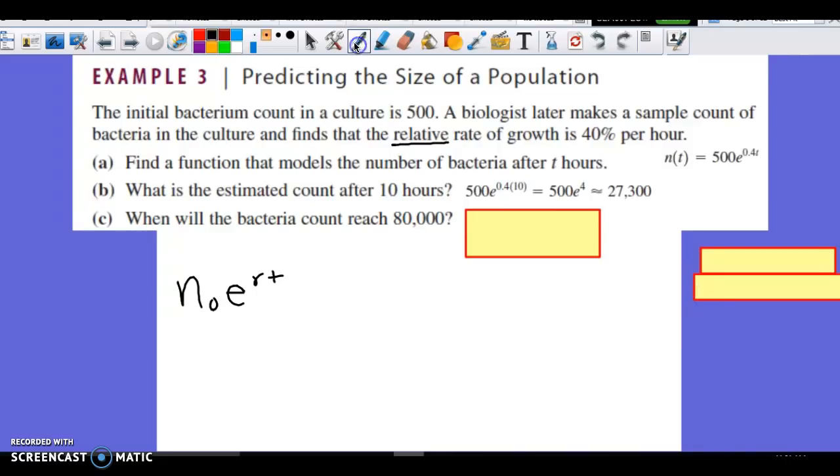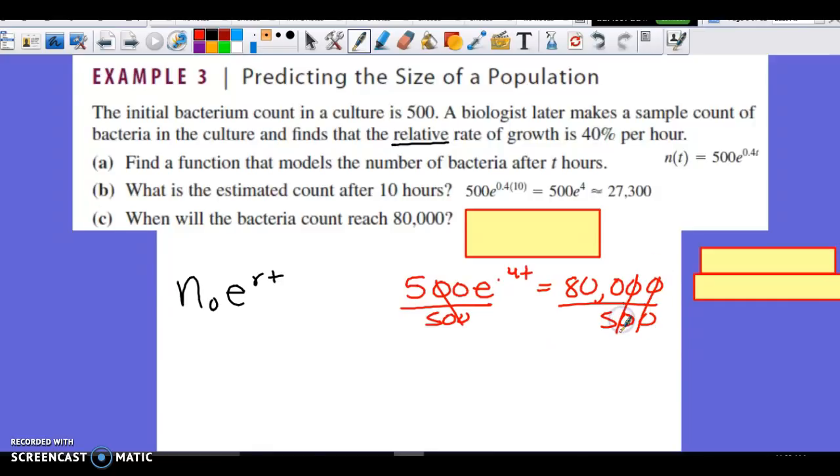Part C, like I said, this is the newer stuff where I'm actually going to use my algebra skills to solve. So I'm going to take my equation that I came up with, and I'm going to set that equal to 80,000. Have your calculator close by. We're going to divide both sides by 500. So I think that is 160. Yeah, that's right.